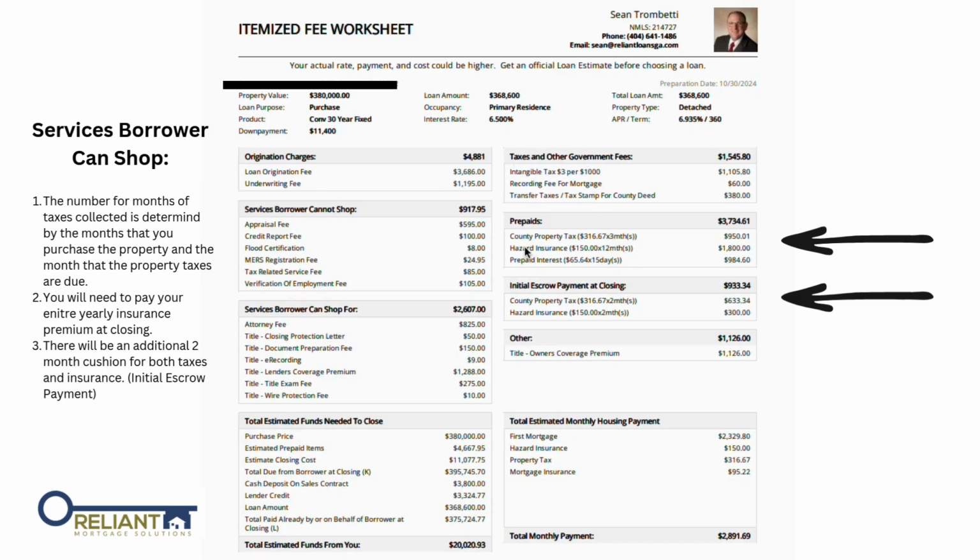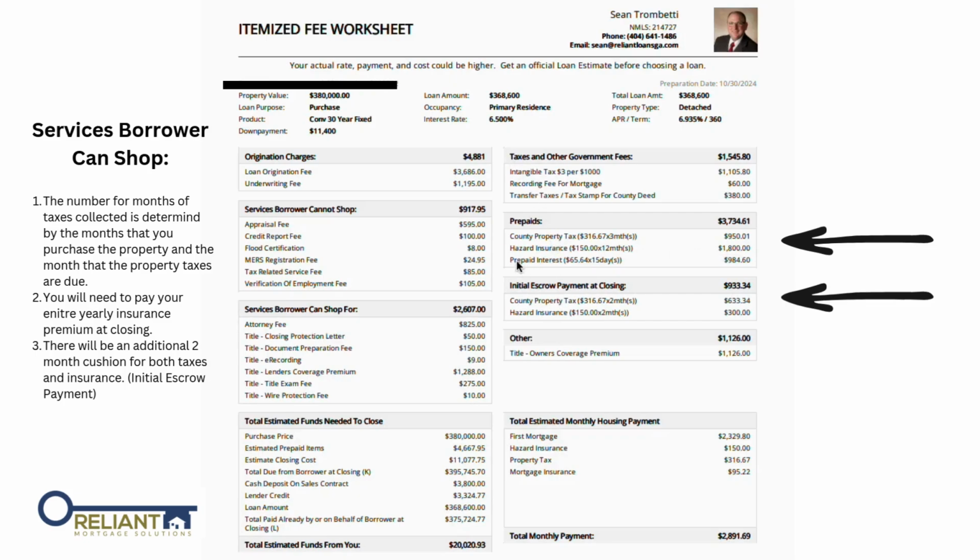The next line item under prepaids is this hazard insurance. During the mortgage process, you're going to be contacting an insurance provider and picking out your homeowner's insurance, and then attached in that will be your homeowner's insurance premium. You do have to pay for the entire year up front at your closing via a closing cost, so that's what this indicates. This is basically your entire yearly premium for your homeowner's insurance.